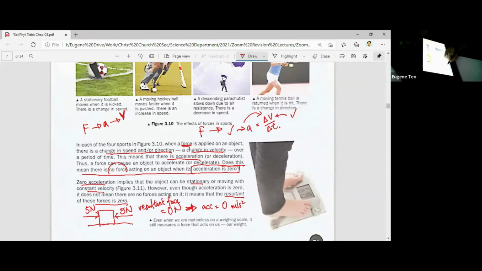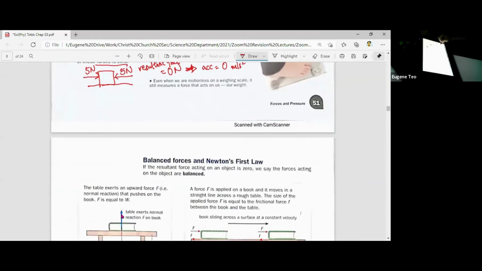Right? But in this case here, do you realize that there are 2 forces acting on it? As such, what it means is that even though acceleration is 0, it doesn't mean that there's no forces. It only implies that the resultant force is 0. We'll see more examples of this later, so let's go on.